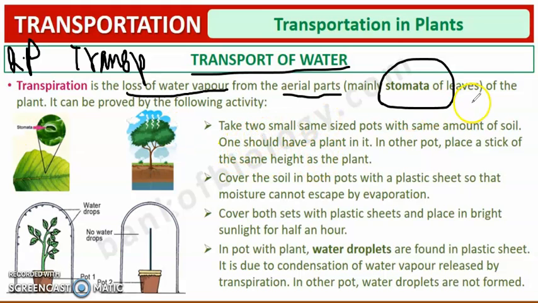This is just an activity. You can go through it, but it's not that important for this. Let's move to the next slide.